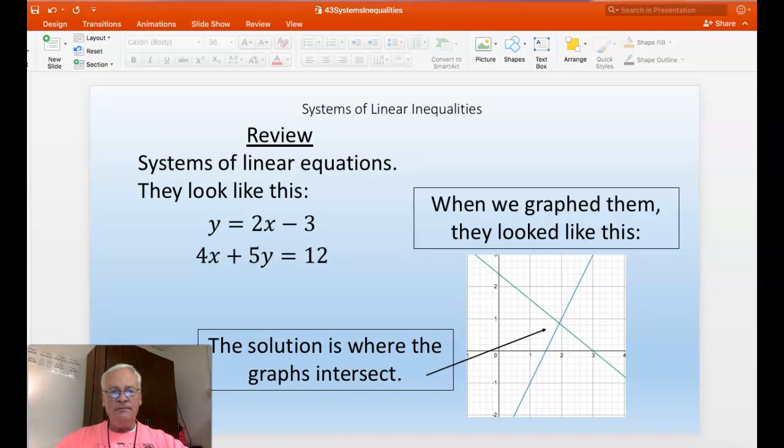Guys, just a review of linear equations. Remember linear equations? You had them last year. You had two linear equations, we graphed them, and they look like this. We had two lines. The solution to the system was where those two lines intersect. It's the point that both of these equations have in common. It's the xy coordinate that will make both of these equations true. That's a system of linear equations.